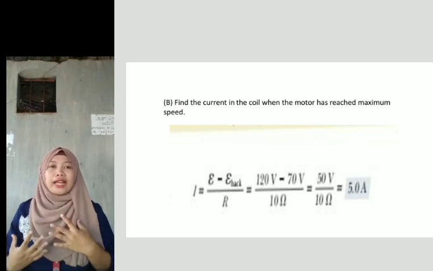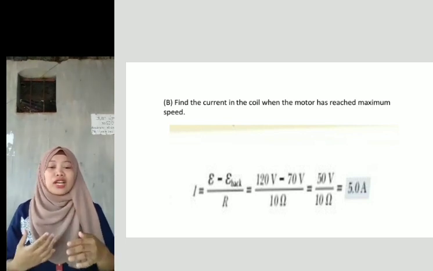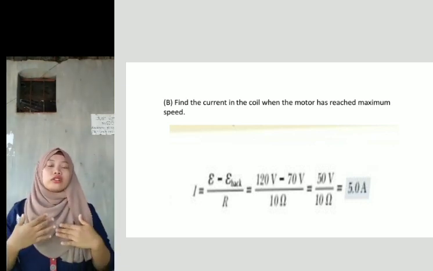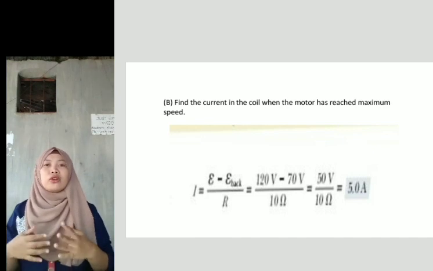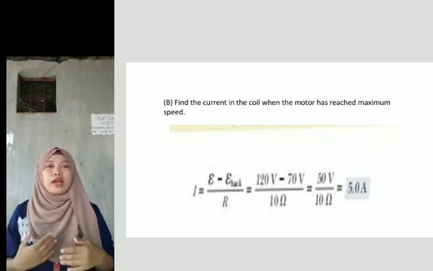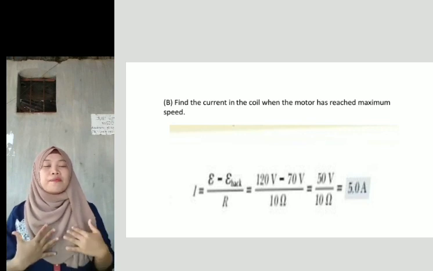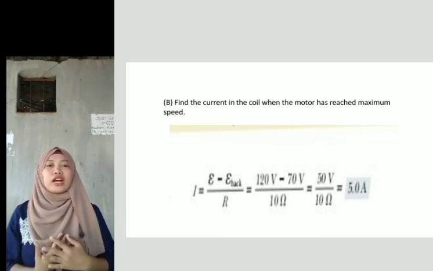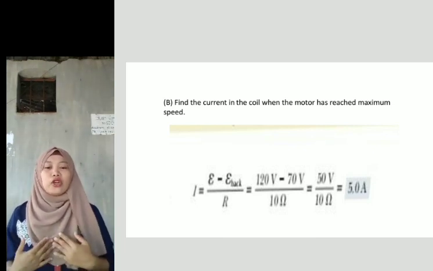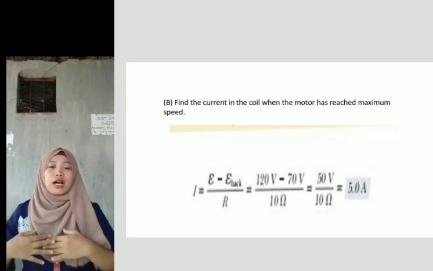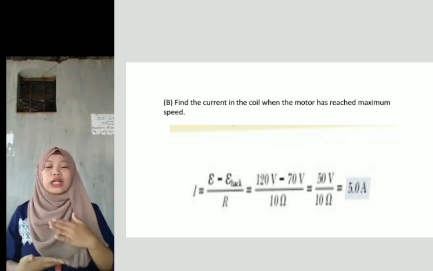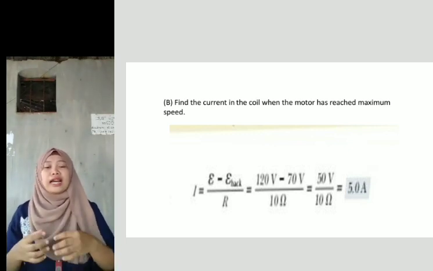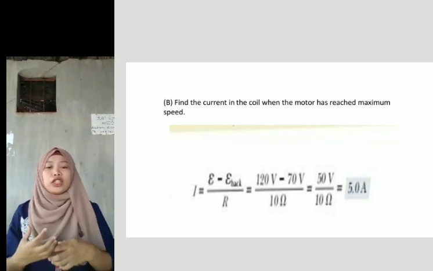So, ang mangyayari, ang E na 120 volts, i-minus natin siya sa 70 volts over yung 10 ohms na resistance. So, kapag ni-minus natin yung 120 volts sa 70 volts, meron tayong 50 volts over the 10 ohms. Kapag ni-divide natin yung 50 volts sa 10 ohms, magkakaroon tayo ng 5.0 amperes. So, yan yung sagot sa another problem natin, na sa unang problem, nandun na yung mga voltage na kailangan na lang natin i-substitute dito sa equation na ito.